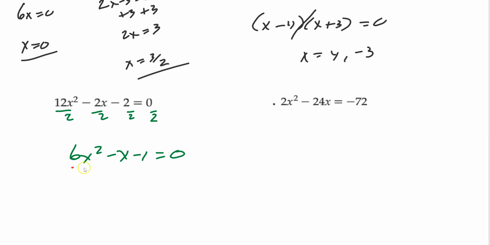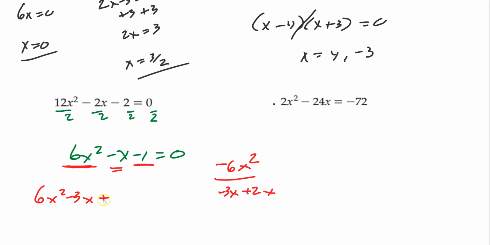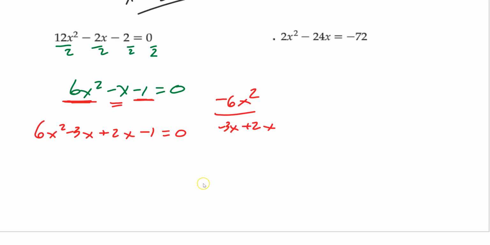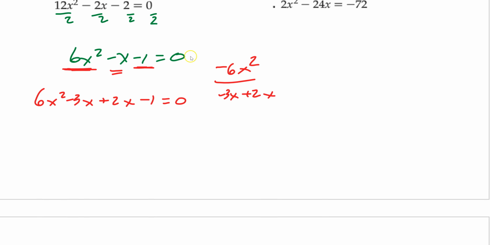This factoring has a number in front, so we got to do the long way. So 6x squared minus x minus 1. Find two things that multiply to get negative 6, but add to get negative 1. Negative 3x and positive 2x. Plug it in for the middle. So that's how we factor with the number in front. We multiply the a and c, and then we figure out the combination that gives us the middle, plug it in for the middle, and then we factor by grouping. Favorite type of factoring.